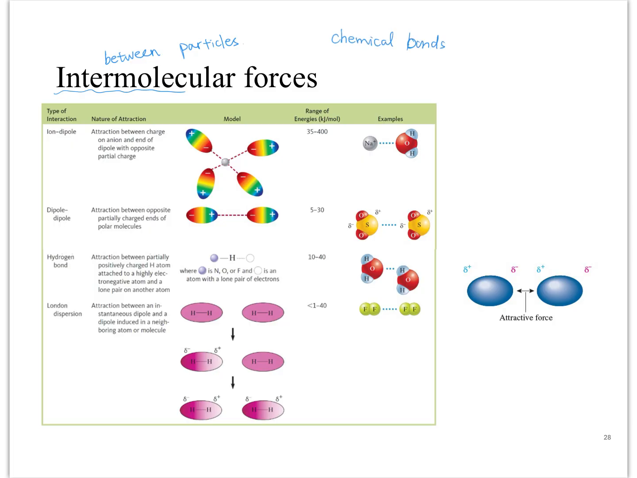What we are looking at in a chemical bond is either an ionic bond or a covalent bond. These are much stronger, I should say much stronger interactions.